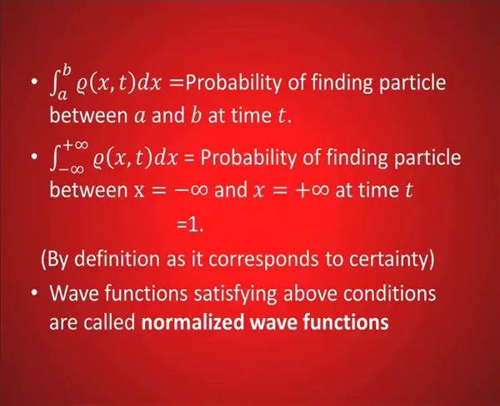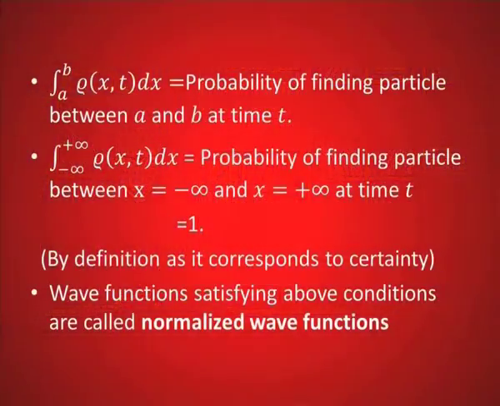And this must be equal to 1, because we know that the particle is certain to be found somewhere between minus infinity and plus infinity, and the corresponding probability is 1. So, because of this certainty, this integral is 1, and the wave functions satisfying above conditions are called normalized wave functions.